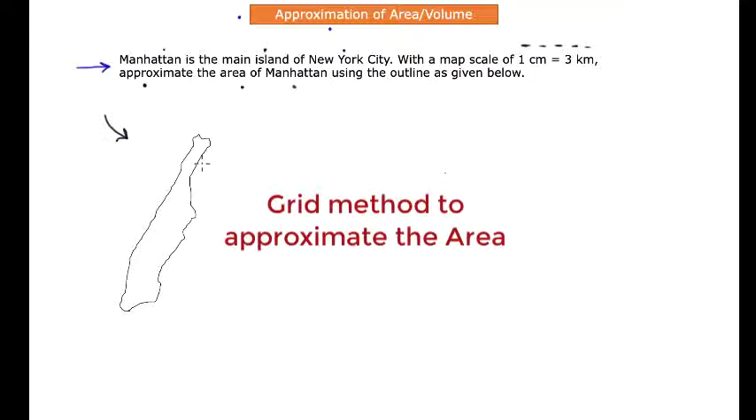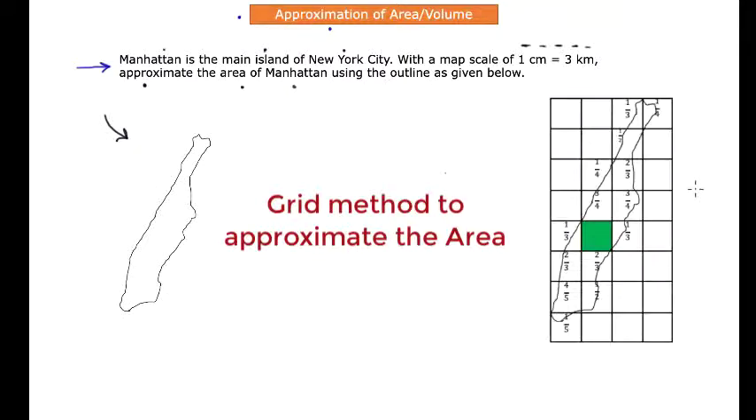And this is called the grid technique. So what we do is position this map on a grid, such as the one you see right here in this diagram. And we say that the dimensions of squares in this grid are 1 centimeter each, right? So that means each square has a dimension of 1 centimeter in length and width, okay?